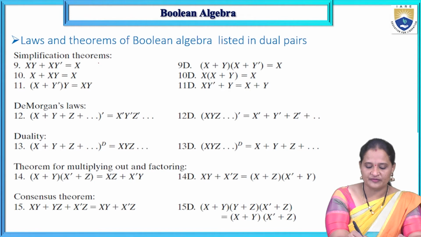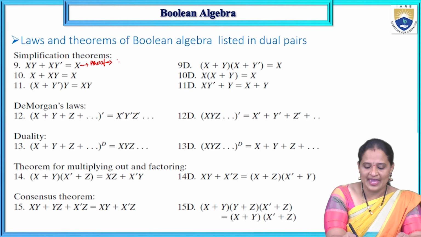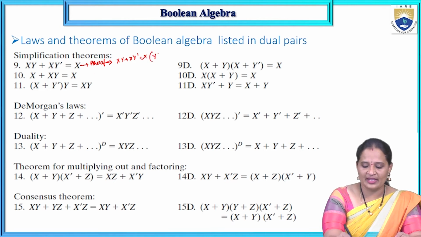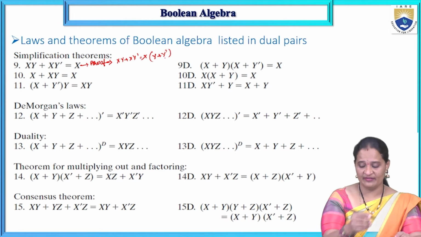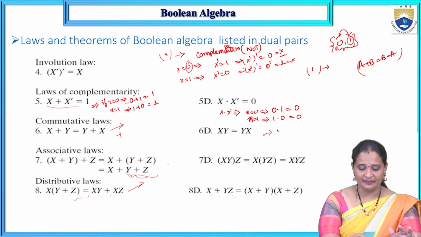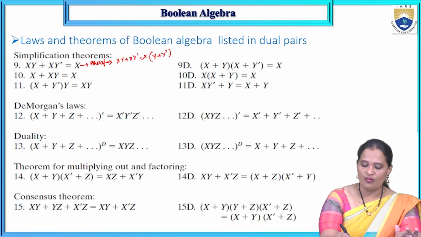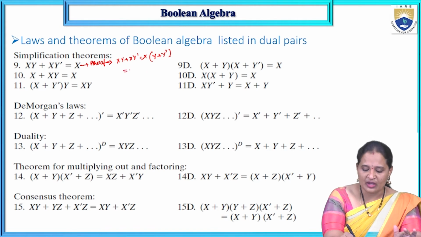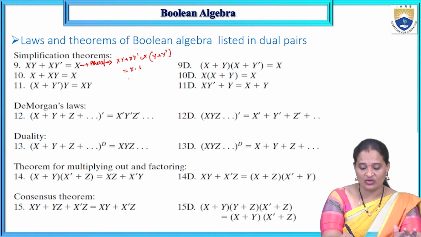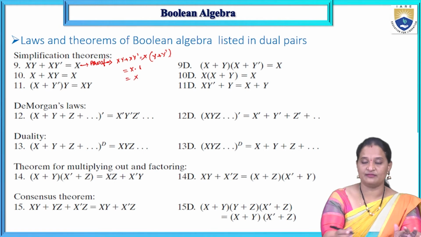Now coming to the proof of this one. First we'll try to prove this one. Proof: xy plus xy complement is equal to x, right? Here I'm taking x as common. Then what I'll get? Y plus y complement. We have already seen the law of complementarity: x plus x complement is equal to 1. So now y plus y complement is also equal to 1. So x dot 1, and we already know that x dot 1 is equal to x itself. So this is the proof of that one.